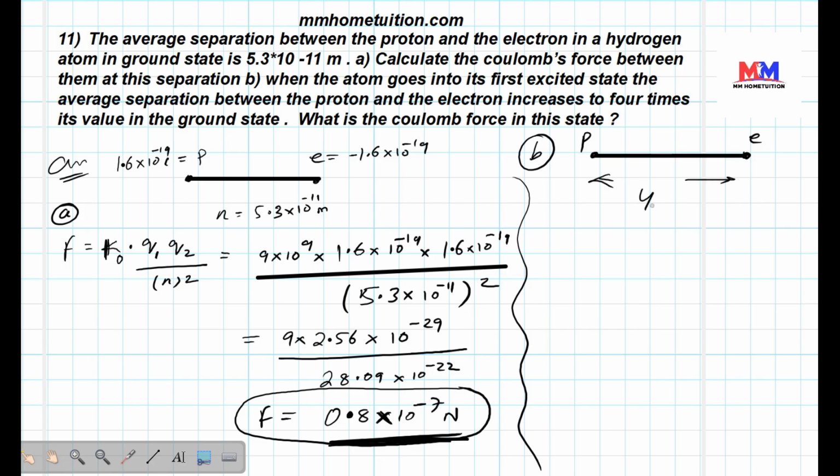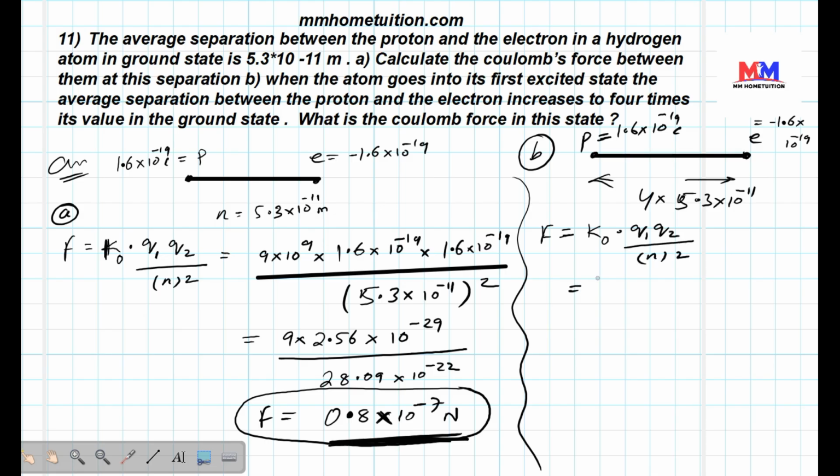So the separation is 4 into 5.3 into 10 to the power minus 11. So this is the proton, 1.6 into 10 to the power minus 19. The electron is minus 1.6 into 10 to the power minus 19. That is the proton value, that is the electron value, and this is the separation. And force equals K naught into Q1 into Q2 divided by R square.